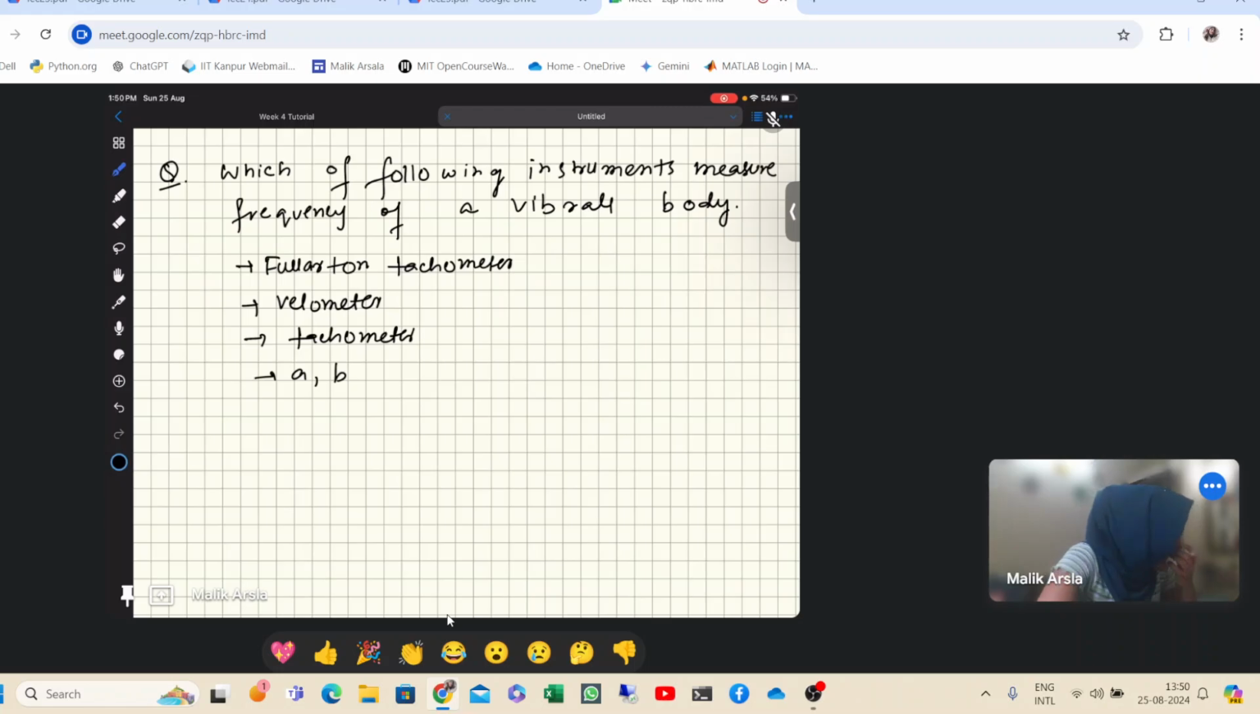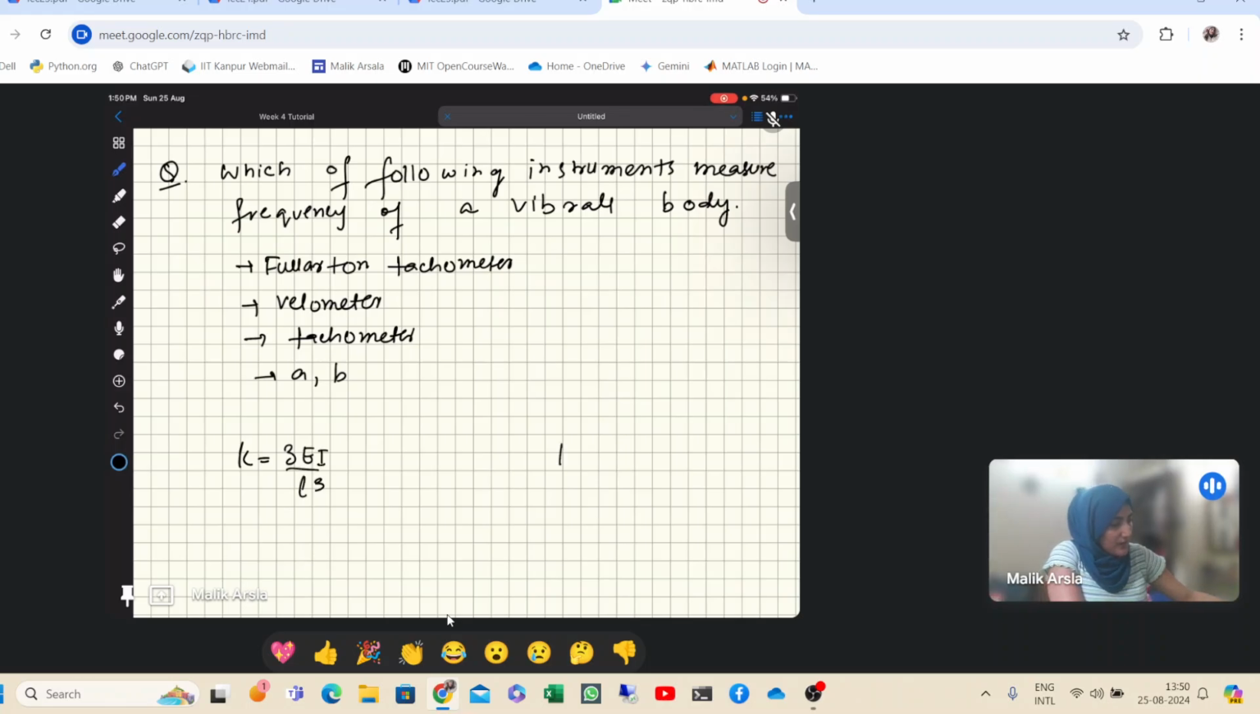See, we know that velometer is used for measuring the velocity response, right? So for measuring the frequency, we know that we have a Fullerton tachometer. Basically it's a wire of a specific length whose k is continuously changed, because we know that in that case k is equal to 3EI upon l cube.